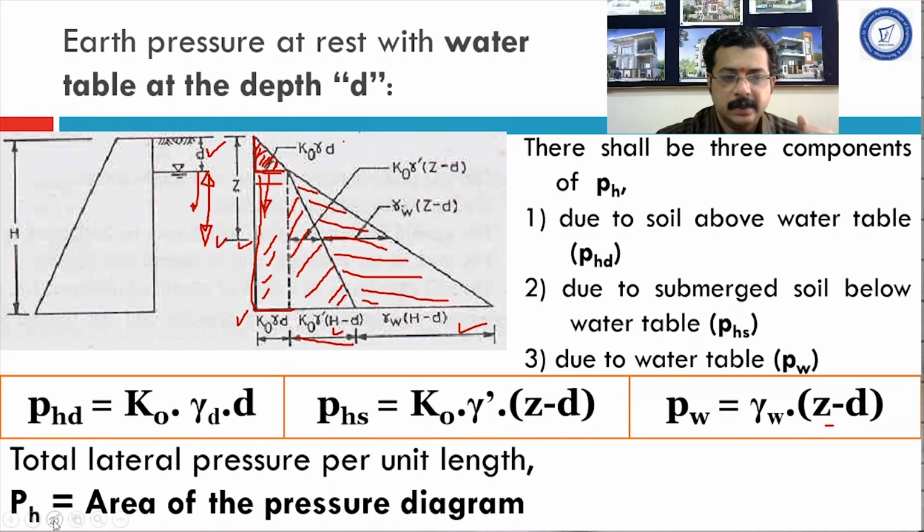Thereafter we should find the area of this triangle. How to find out the area of this triangle? This area would be calculated as half base into height. What is the base? K0 multiplied by gamma submerged into H minus D. So this topmost portion of dry soil is subtracted. So H minus D is the base. Height is the total height, capital H, minus this much distance D. So the remaining height would be H minus D. That will be the height. In that way, find out the area of this triangular portion.